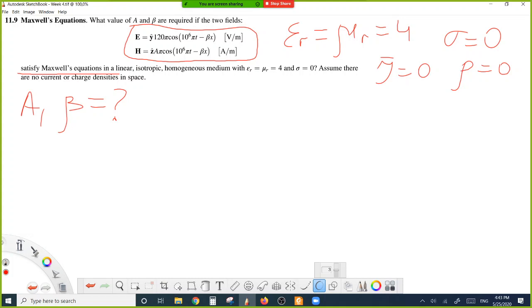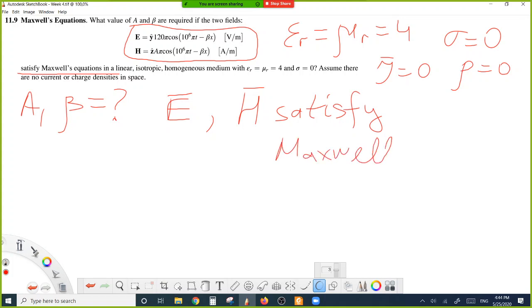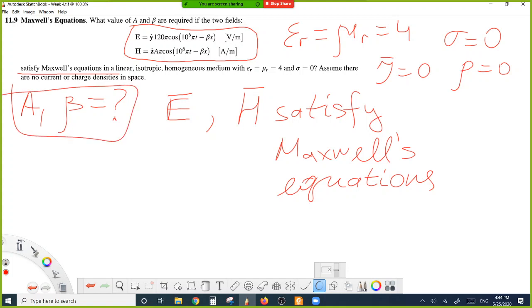What are the values of A and beta so that the electric field intensity E and magnetic field intensity H satisfy Maxwell's equations? Okay, what are the values of A and beta?